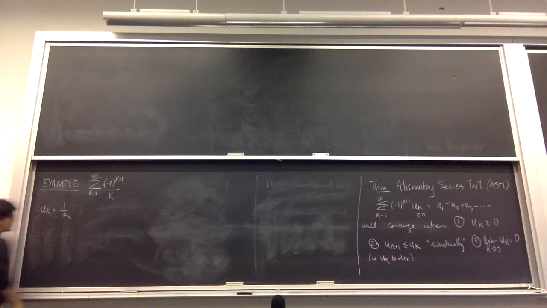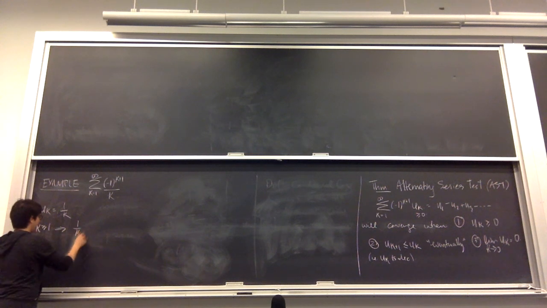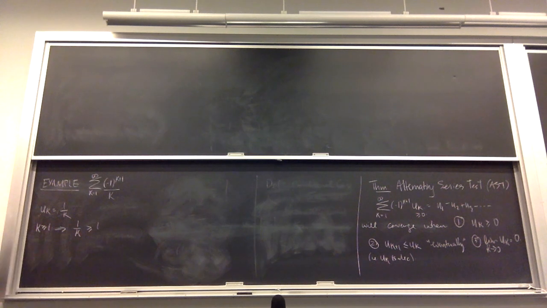So how do you demonstrate condition 1? Well, I have to show that this is greater than 0. The assumption is that k is greater than or equal to 1. That's our counting variable. So if k is greater than or equal to 1, this means that 1 over k is greater than or equal to 1. I just divided both sides by k squared, which is positive. You're allowed to do that.